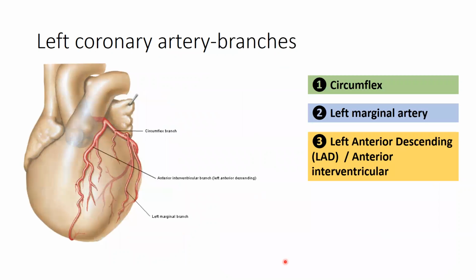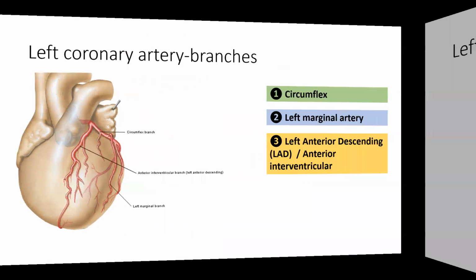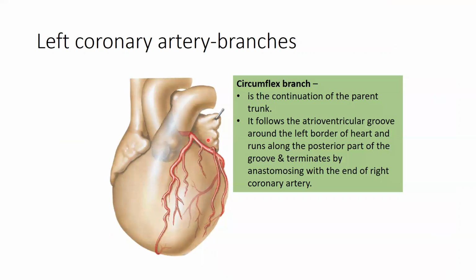These are the branches of the left coronary artery. The circumflex branch is actually not really a branch, it's a terminal branch. Circumflex branch and anterior interventricular branch, and also the left marginal. The left marginal is actually the branch of the left circumflex artery. Let's go to the circumflex branch first. It is the continuation of the parent trunk. So remember, this is the left coronary artery parent trunk.